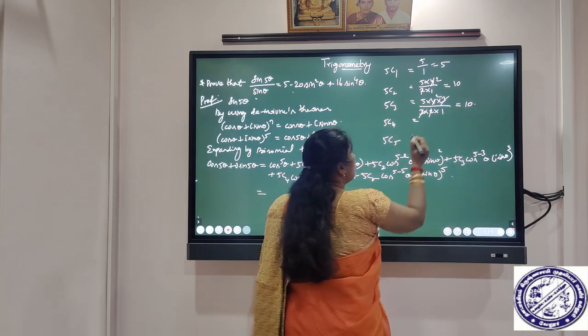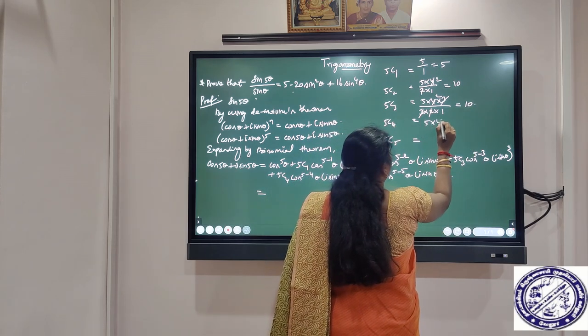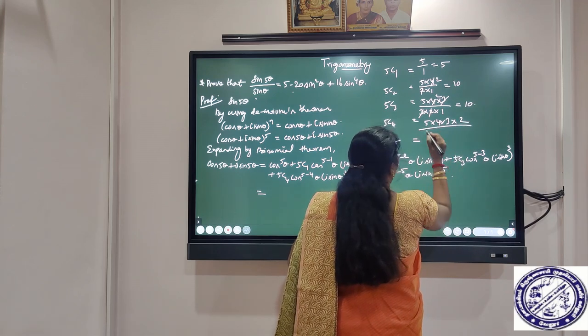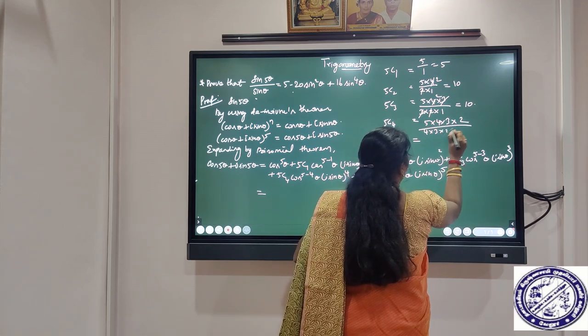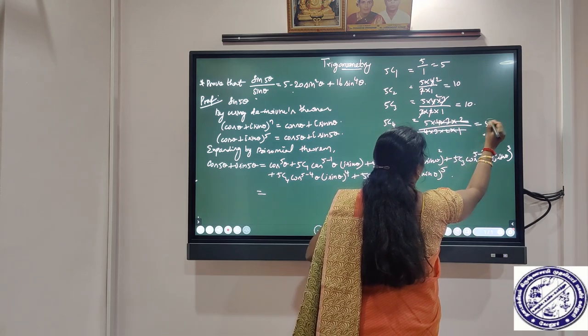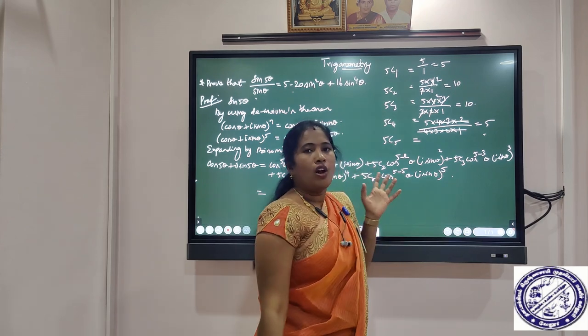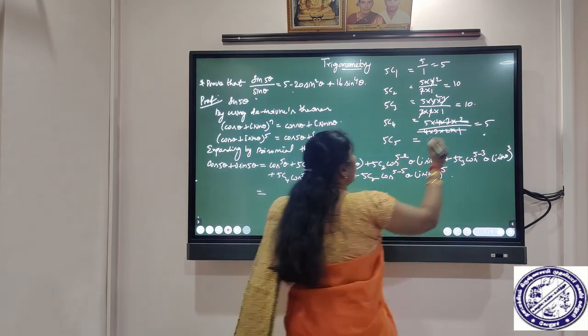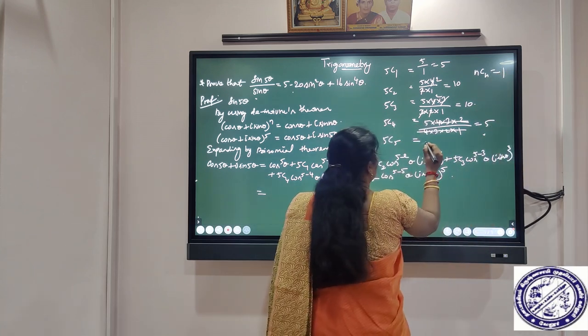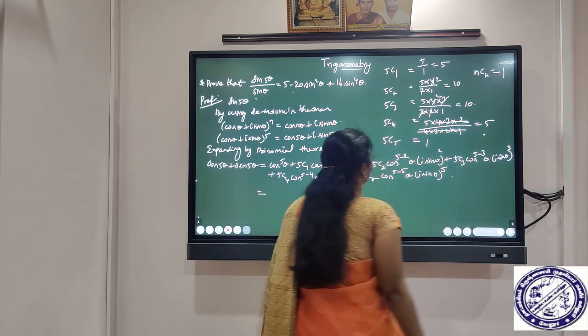Next one, 5C4, same procedure. So 5 into 4 into 3 into 2, 4 times, divided by 4 factorial, that is 4 into 3 into 2 into 1. Cancel this, so the answer is 5. Next one, 5C5. Already we know the formula of nCn: the nCn value is 1. So the 5C5 value is 1.